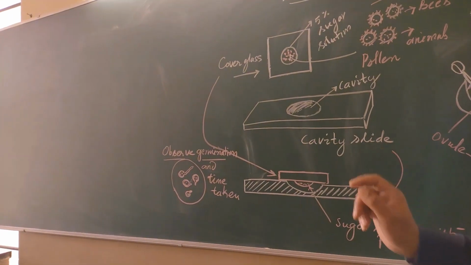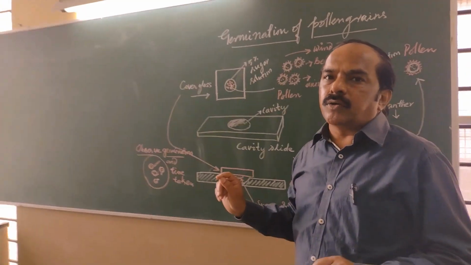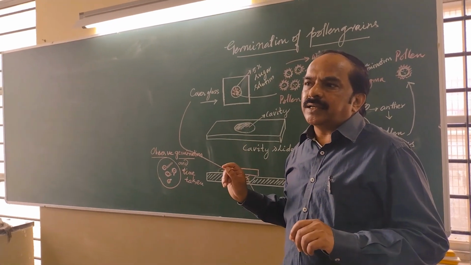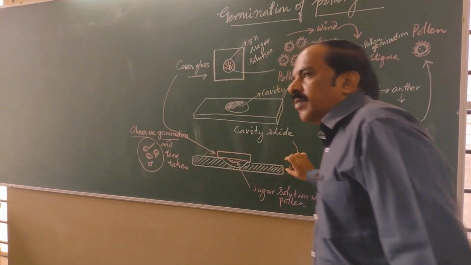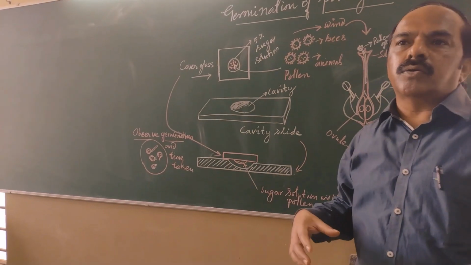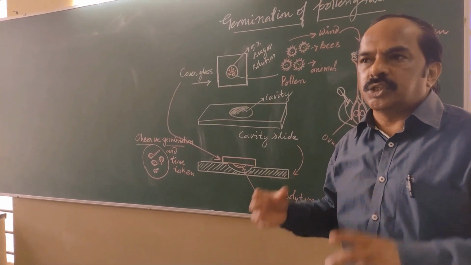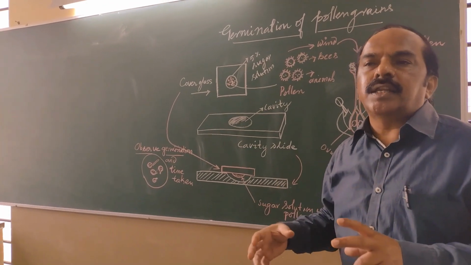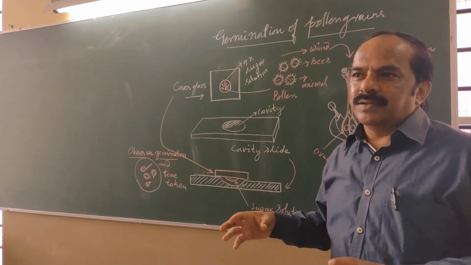Now what you need to do is observe the pollen grains under the microscope when they are germinating. After some time, the whole setup, the cavity slide with the cover glass with hanging drop, keep it under microscope, observe it, and after say about 15-20 minutes they start germinating. You can calculate the number of pollen grains germinated, time taken for germination, all that.